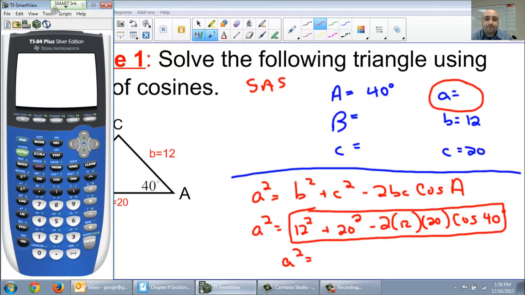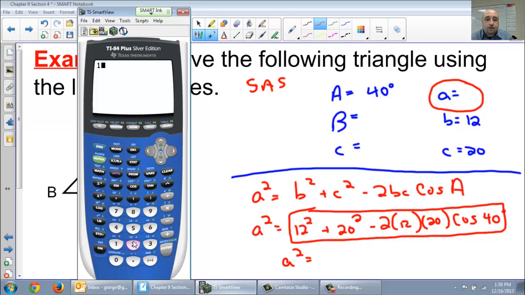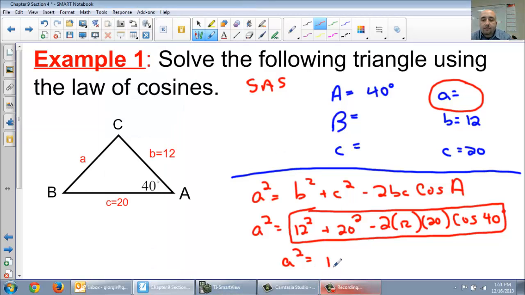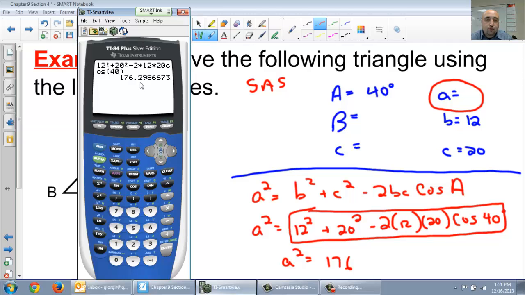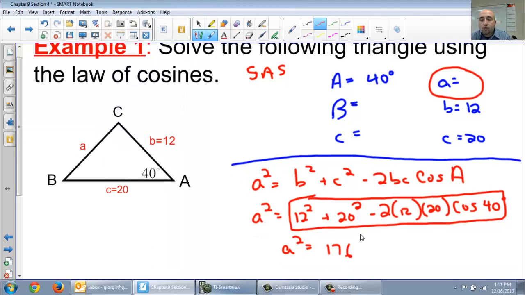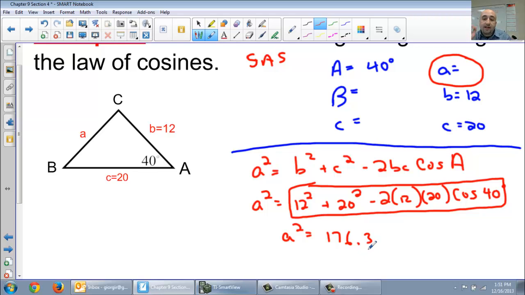So I'm going to do that right now. 12 squared plus 20 squared minus 2 times 12 times 20 times cosine of 40. And when you hit enter, that will give you your a squared. So it was 176.29, so let's just do 176.3. Now, that's not what I'm interested in.